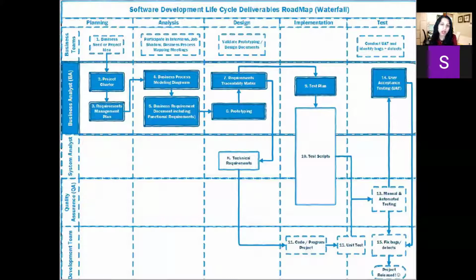So we take those and we put them in something called a business requirement document. We also have something called a functional requirement document. So those are two pieces of documentation that require sign off from your stakeholders.